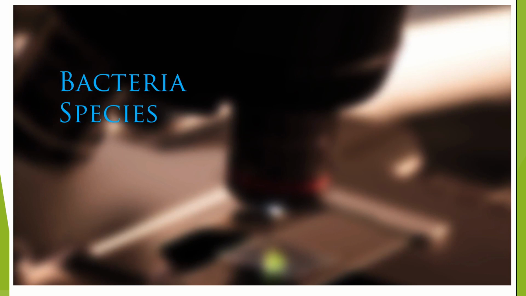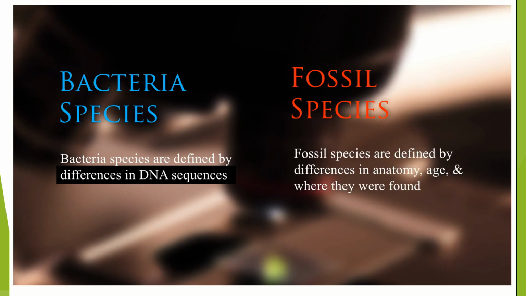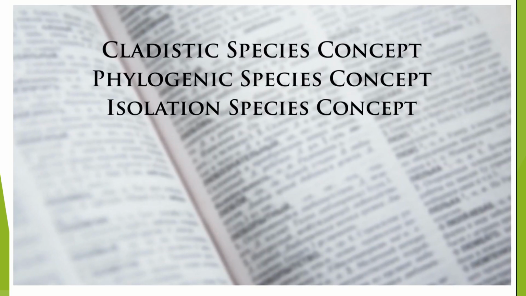Species of bacteria and fossils are usually defined by how different they are, measures that can be pretty arbitrary. Bacteria species are defined by differences in their DNA sequences. Fossil species are defined by differences in their anatomy, their age, and where they were found. Scientists in other fields use entirely different definitions.